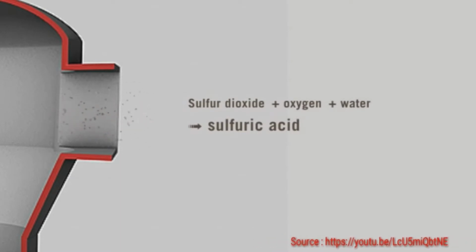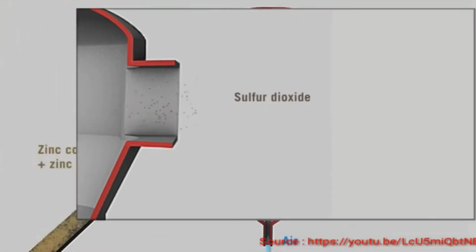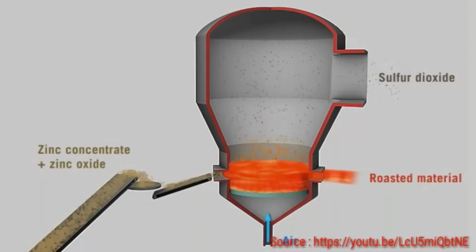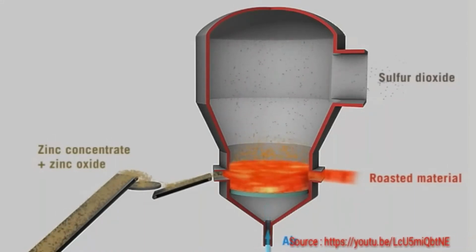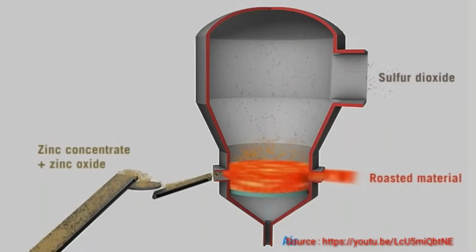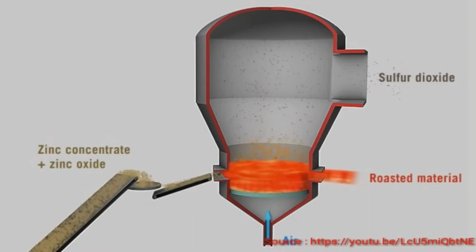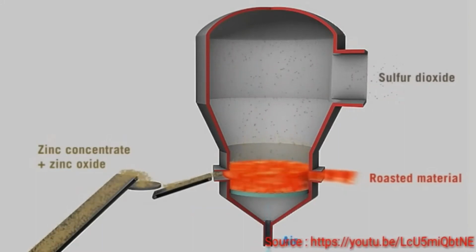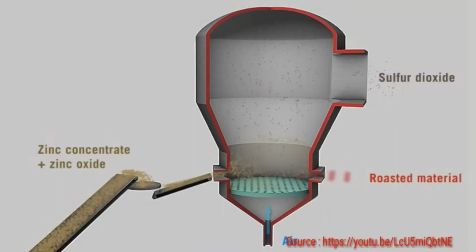Sulfuric acid is a key byproduct of the zinc production process, and it is an important base material for the chemical and pharmaceutical industries. The roasted zinc material is now mostly soluble in acid and is deposited towards the bottom of the roaster. Once cooled and ground, it is then pumped into the reservoir of the leaching plant.